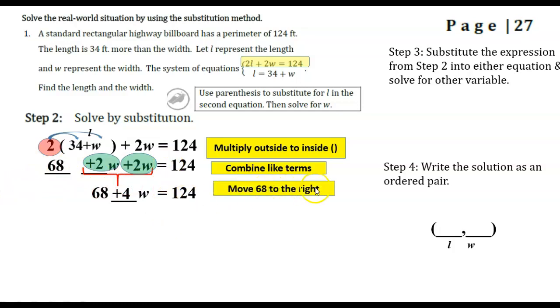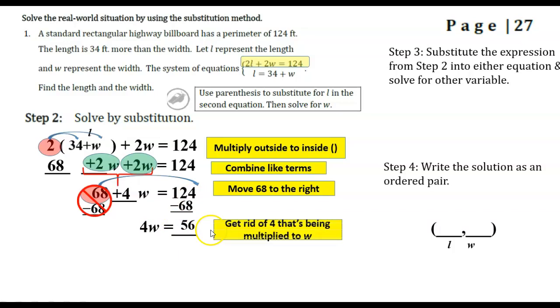The next thing we're going to do is move that 68 to the right. Think about it. What's the opposite of a positive 68? Negative. Notice how that's going to cancel out, and I'm left with 4W equals, what's 124 take away 68? 56. All right. Let's get rid of the 4 that's being multiplied. What's the opposite of multiplying? Dividing. So we're going to divide both sides by 4, and W will be equal to what? 14. All right. So again, that's step 2.